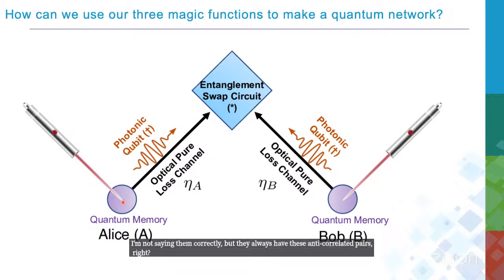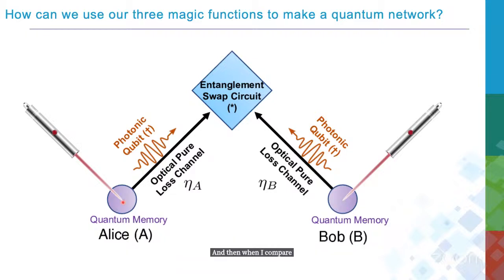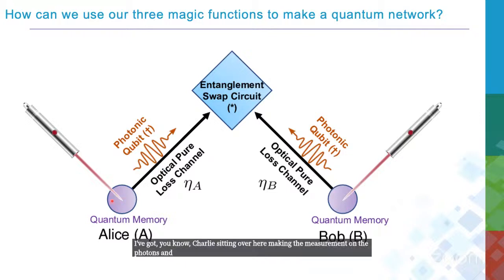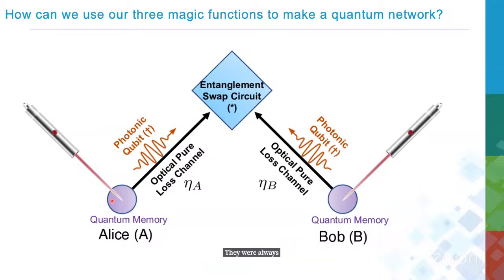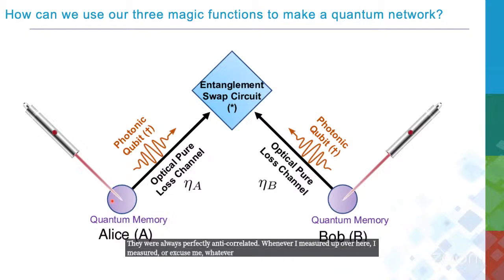And then when I compare the record at the end, I've got Charlie sitting over here making the measurement on the photons, and Alice over here making the measurements on the spin. When they compare their results, they will see that, yes, in fact, they were always perfectly anti-correlated. Whenever I measured early on the photon, I measured up on the spin. And whenever I measured late on the photon, I measured down on the spin.